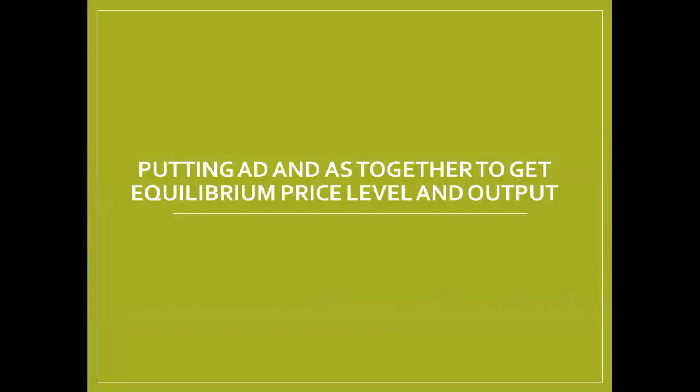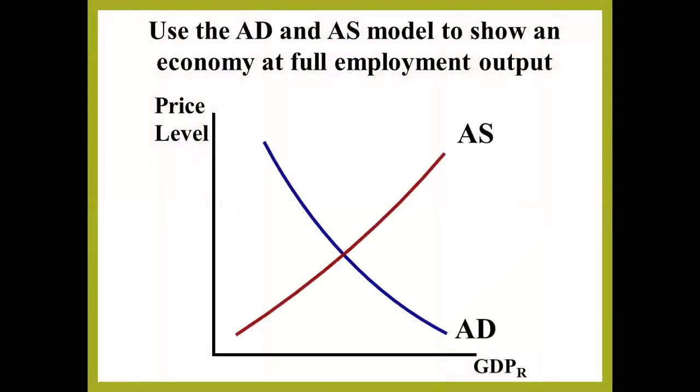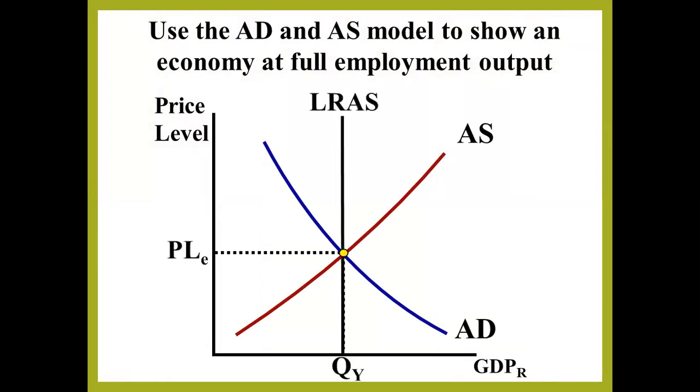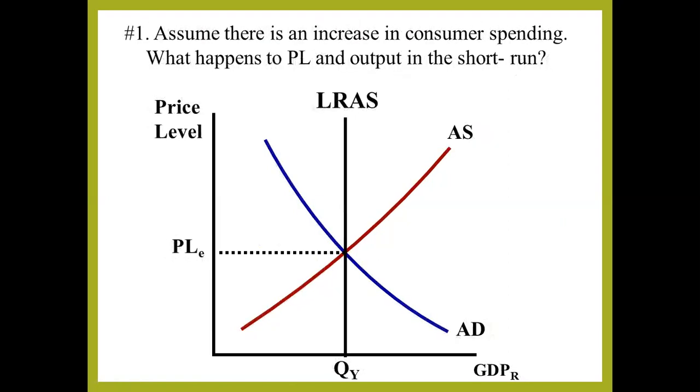All right, so hopefully you're able to understand what aggregate demand and aggregate supply mean. So let's start putting them together. We have our aggregate demand curve, we have our aggregate supply curve. When we're at equilibrium, our long run aggregate supply is right there. As you notice down here, we're right on top of full employment. Now let's start moving around.